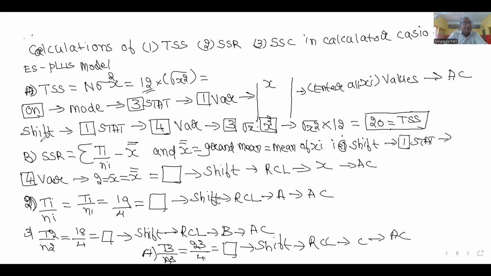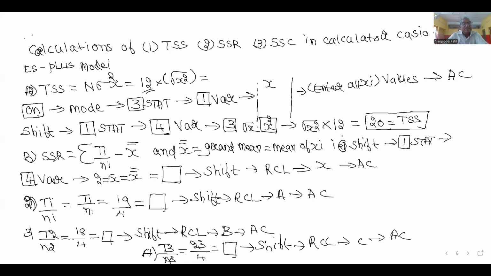And then press shift button and then one button, that is the start button, and then the fourth button, this is the variance button. If you press the fourth button, variance, sigma x, you get it at 3. If you press the third button, you get sigma x. But I want sigma x square, so you press the x square button. On the display of the calculator, you get sigma x square. And multiply by 12, that is n, and you get 20 in the calculator. That is the TSS value.